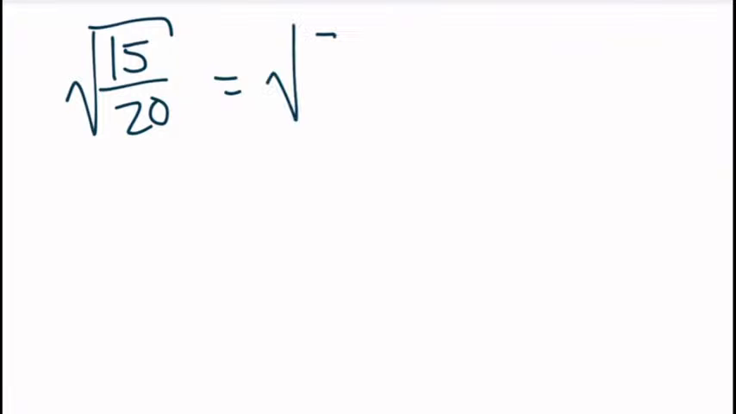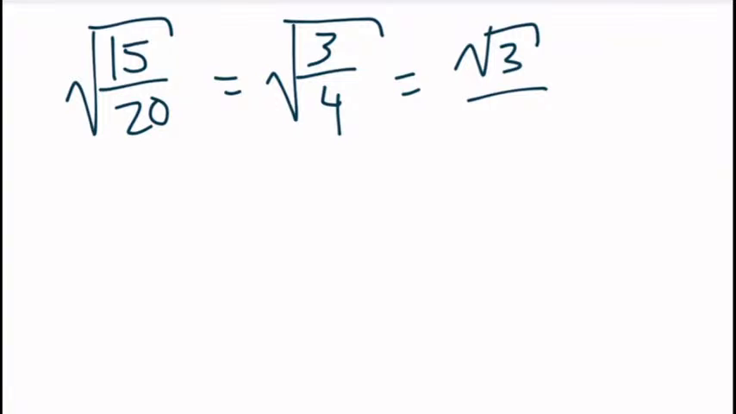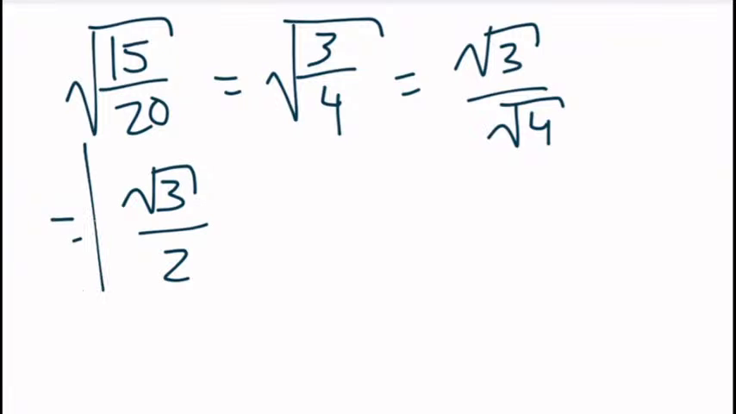Now let's do radical 15 over radical 20. We can simplify the fraction because the numerator and denominator are both divisible by 5. So that gets us to radical 3 over 4. Now if we split those up into their own radicals, we see that we have a perfect square in the denominator. So we get radical 3 over 2. And that's our final answer.